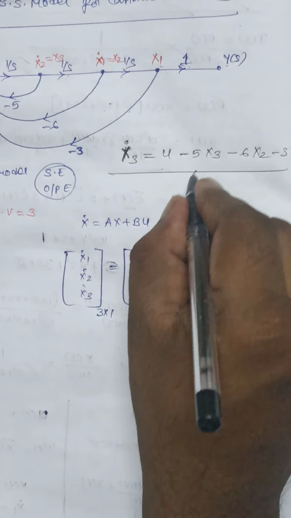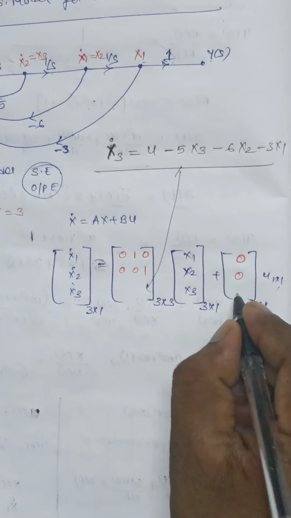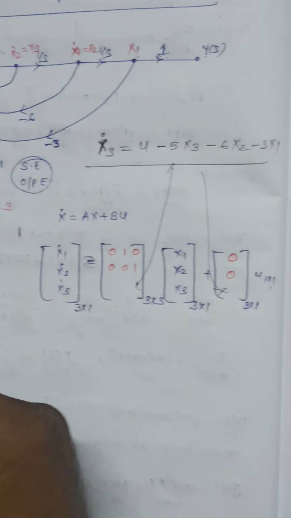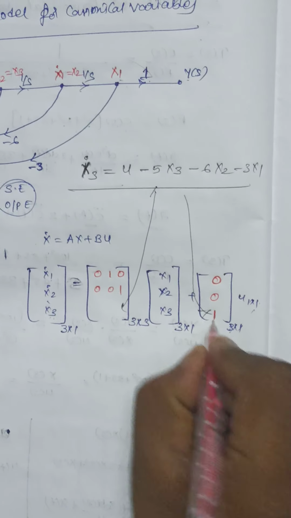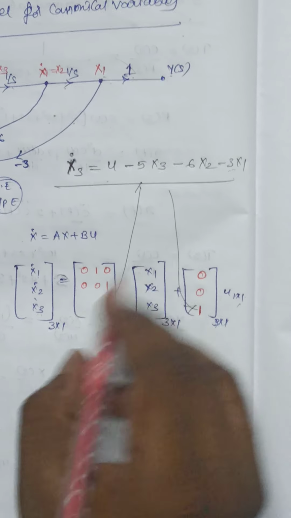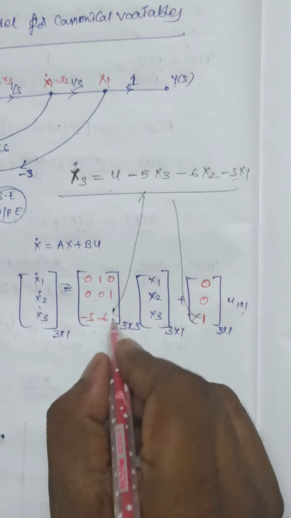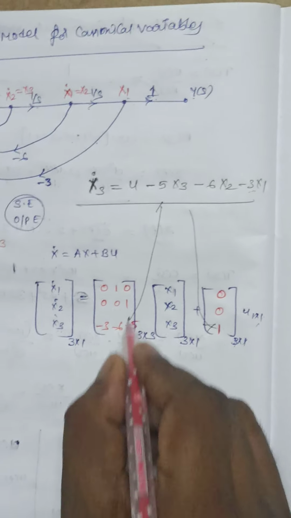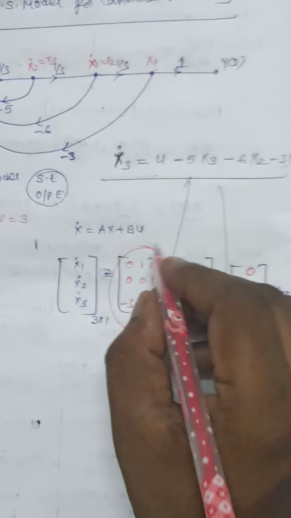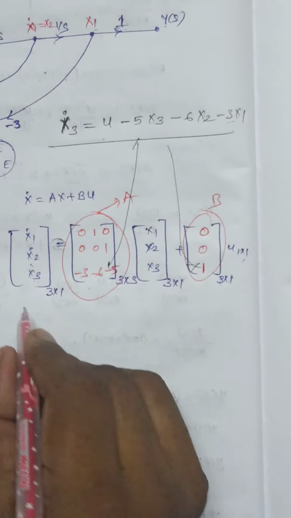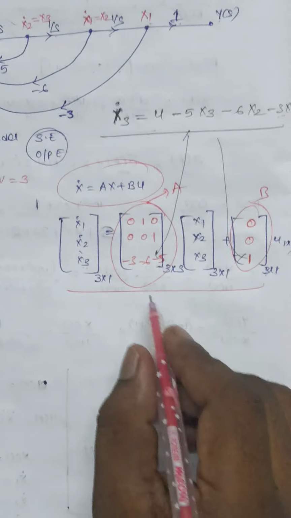So from this I can fill this matrix and this one also. Here the coefficient of u is 1, the coefficient of x1 is minus 3, the coefficient of x2 is minus 6, and the coefficient of x3 is minus 5. So this is the state matrix A, and that is the input matrix B. It is in the form of x dot is equal to Ax plus Bu, so it is called the state equation.